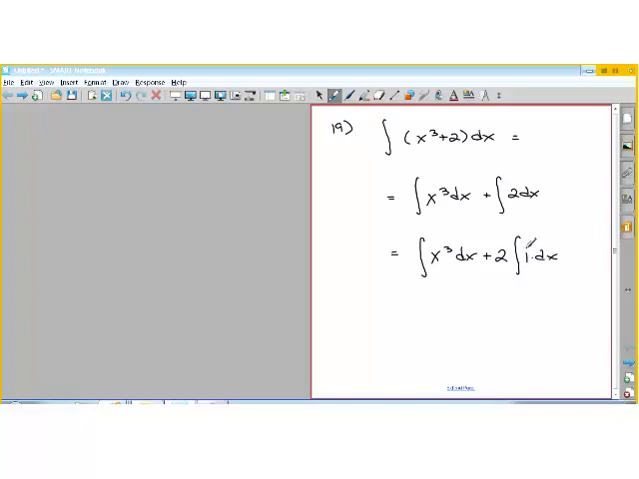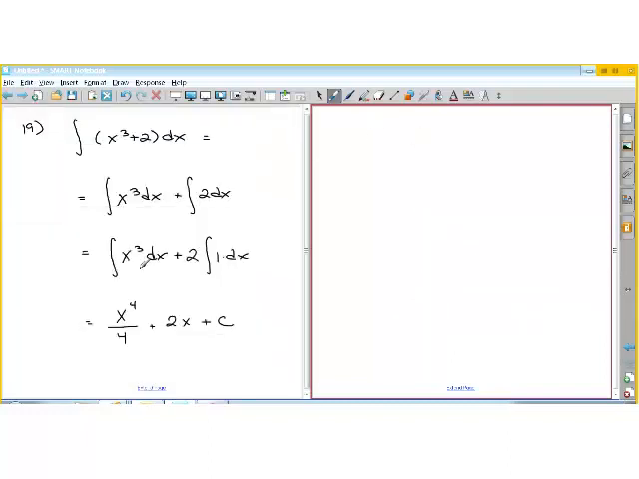So the integral of 1 is x because the derivative of x is 1. So this is a power rule. To integrate it, you add 1 to the exponent, divide by the new exponent. The second part, you get 2 times the integral of dx, which is just x, and then you have your arbitrary constant c. So that's the integral.